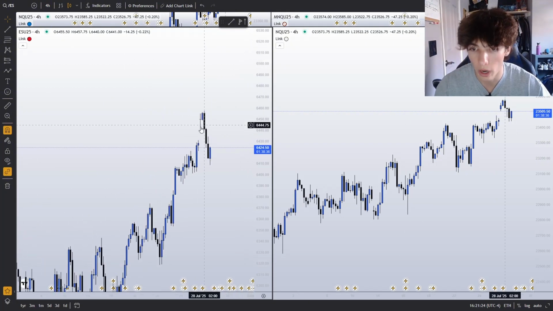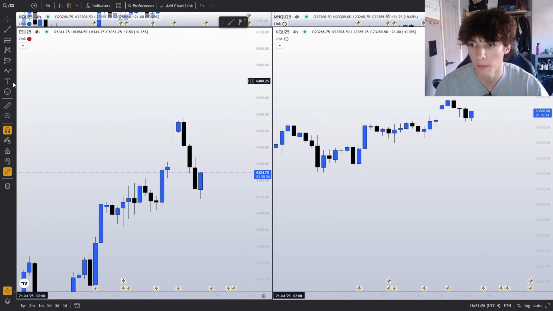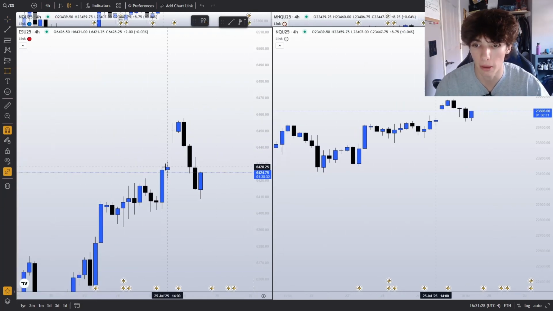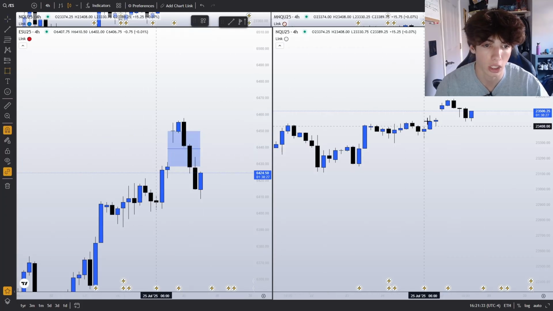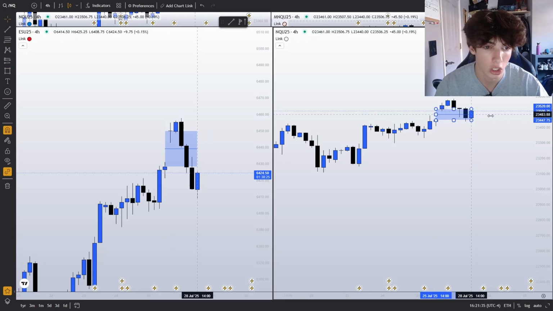So without further ado, what do we actually see going into the day, right? We had a super huge new week opening gap on Monday. So drawing that out, it would be something like this. And then on NQ, same exact, just like this.